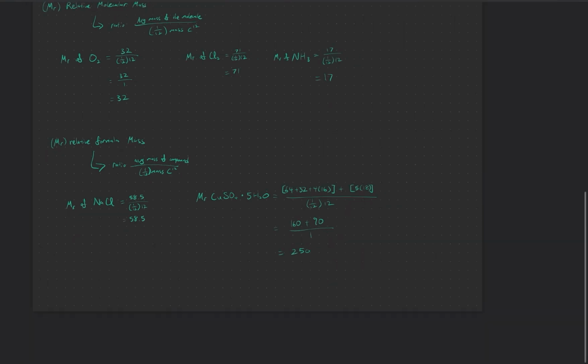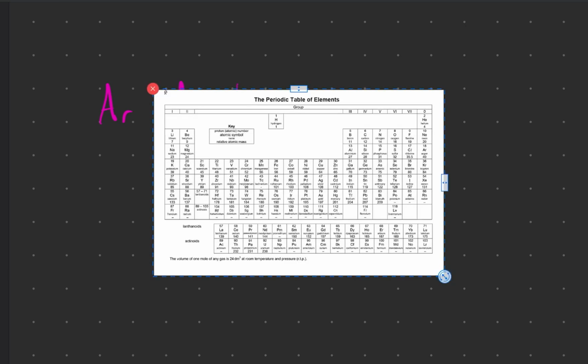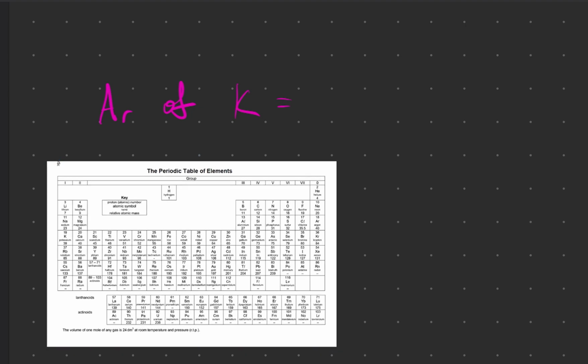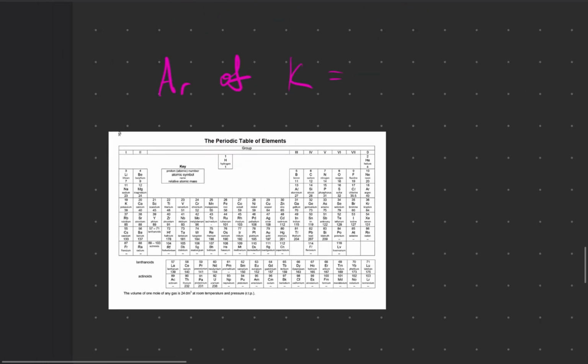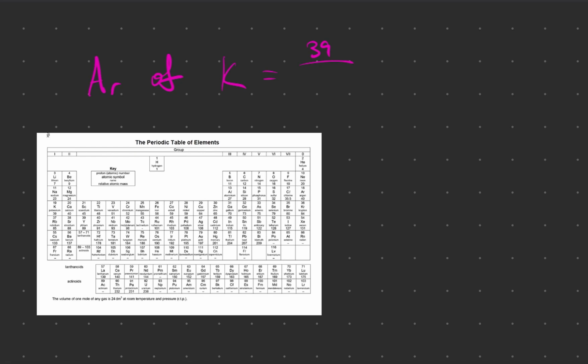Alright, let's do a mix-up challenge. Let's try to find the AR of iodine. Wait, no, not iodine. You can't do that. Potassium, yeah. Find the AR of potassium. So same thing as just now. Take a look here. Potassium has a mass number of 39, so it's just 39 over 1/12 times 12, which is just 39.